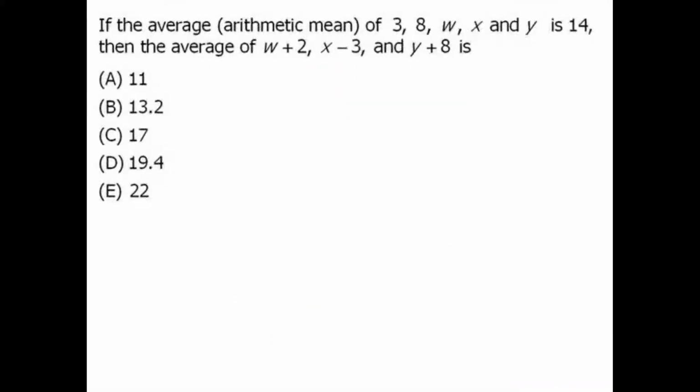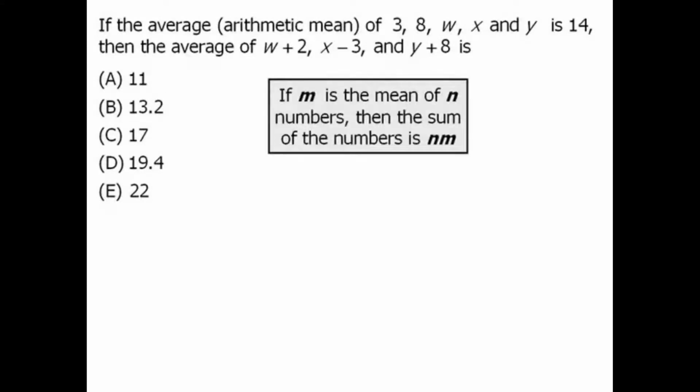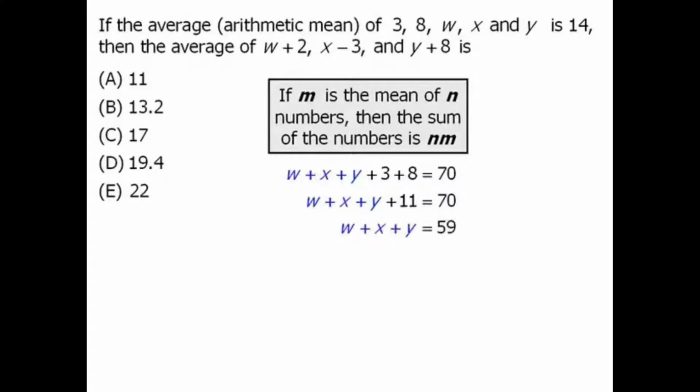Okay, to begin, we are told that the average of 5 numbers is equal to 14. So, applying this rule, we know that the sum of those 5 numbers must equal 5 times 14, or 70. From here, let's simplify the left-hand side, and now we'll subtract 11 from both sides to get w plus x plus y equals 59. We're going to use this fact shortly.